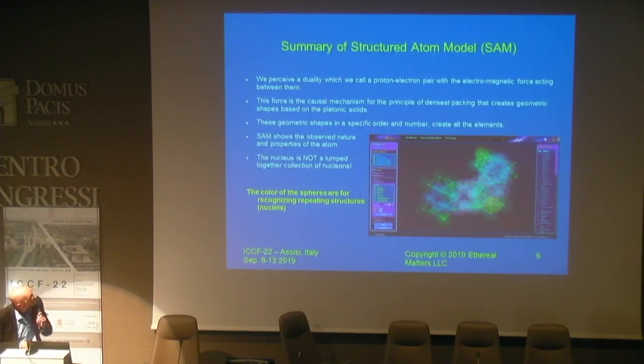We perceive a duality we call a proton-electron pair with the electromagnetic force acting between them. This force is the causal mechanism for the principle of the densest packing that creates geometrical shapes based on the platonic solids. These geometrical shapes, in a specific order and number, create all the elements. SAM shows the observed nature and the properties of the elements, and I would like to emphasize that the nucleus is not a lumped together collection of nucleons.